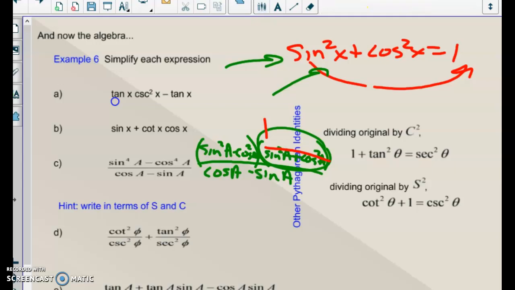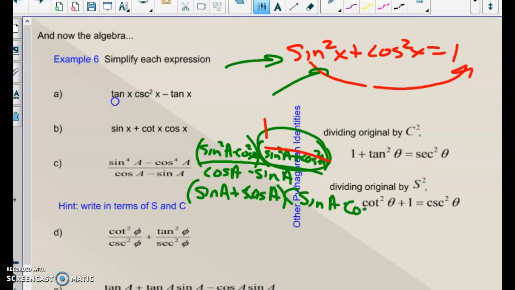But wait, there's more. It's like an infomercial. We still have sine squared minus cosine squared, and we can factor that into the sine of a plus the cosine of a times sine of a minus cosine of a, all over the cosine of a minus sine of a. I have it backwards. Cosine of a minus sine of a.